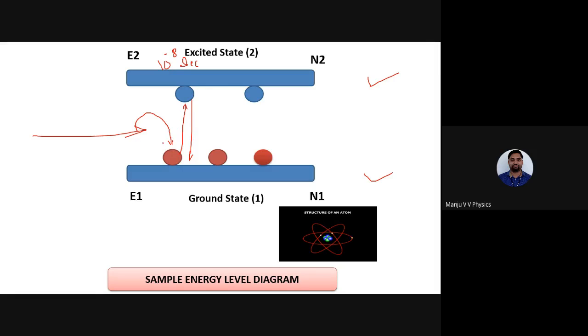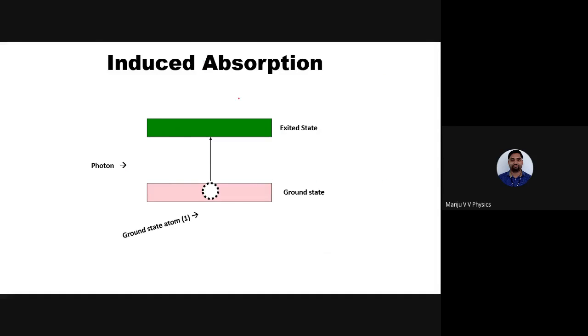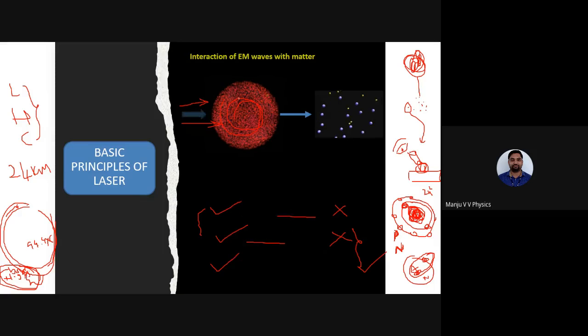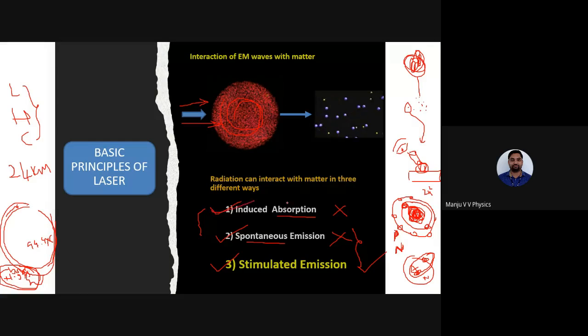Because initially it has absorbed some energy, it is elevated, and it stays up to 10 power minus 8 second. After that, it has to come back to the ground state. While coming back, it has to emit some energy, because energy can neither be created nor destroyed. So it has absorbed some energy, so it liberates some energy. It is a natural process. The difference between these two energies is called delta E. We have understood this is just a sample energy level diagram. Let's now look into what is induced absorption.